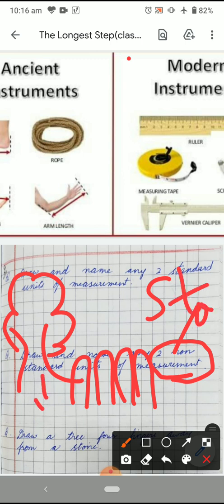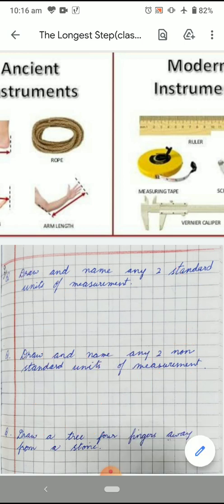Okay, and this is a tree. Clear, children? Again I tell you, draw a tree 4 fingers away from a stone. So you can draw a tree, then from there you can keep 4 fingers all together, and whatever the distance, then at the end of that distance you can draw a stone. Simple? It's a very simple one.